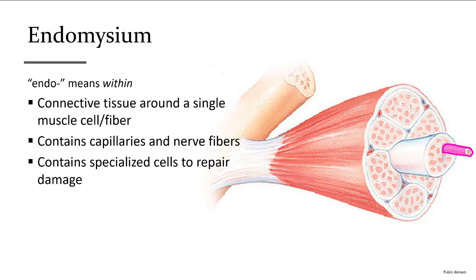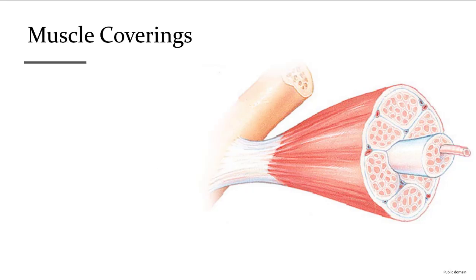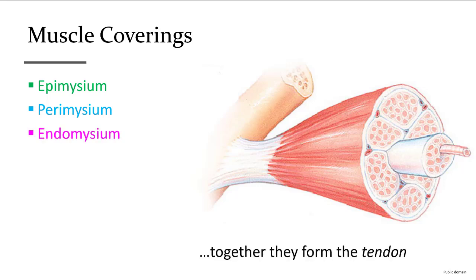The innermost layer wraps around each individual muscle cell inside a fascicle. The endomysium is just on the surface of a single muscle cell, right by the cell membrane. To review, the epimysium surrounds the entire muscle. The perimysium wraps around bundles of muscle cells, and the endomysium goes around a single muscle cell. The ends that extend beyond the muscle itself fuse together to attach to bone as a tendon.